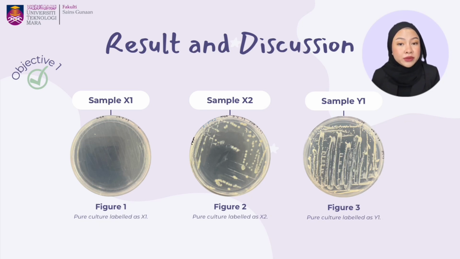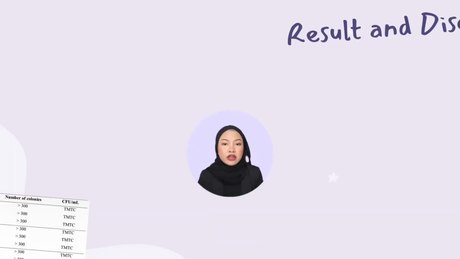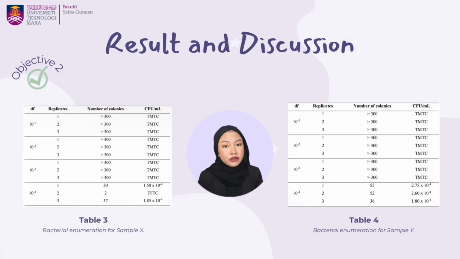To achieve the first objective of this study, a total of 3 pure cultures were obtained. 2 different colonies from sample X, labeled as X1 and X2, and 1 colony from sample Y, labeled as Y1, were subcultured into new nutrient agar plates. The pure culture of X1 is shown in Figure 1. It is spherical, extremely tiny in diameter, slightly raised, and translucent. Figure 2 shows the pure culture of X2, which has the characteristic of round shape, slightly raised above the agar, and pale yellow in color. The pure culture of Y1, shown in Figure 3, exhibits a round shape and small in diameter with an opaque creamy white color.